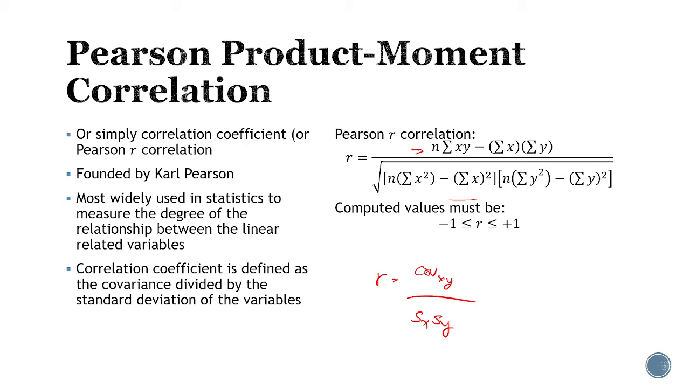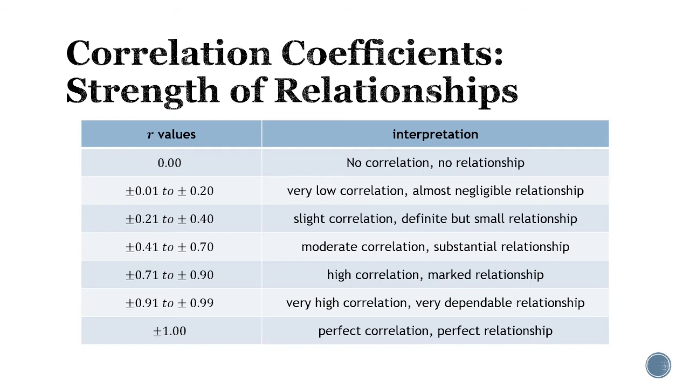Computed values must be between -1 and +1. So if you computed values that are smaller than -1 or larger than +1, there may be an error in your computation. Let's go to the computation. But first, we have here the strength of relationships of our correlation coefficients.